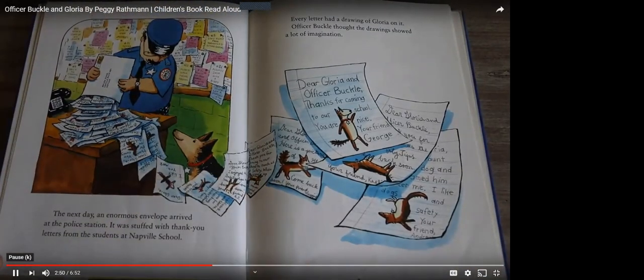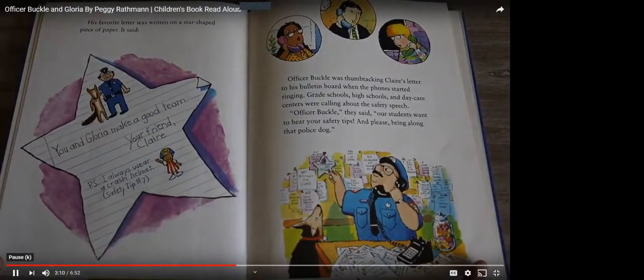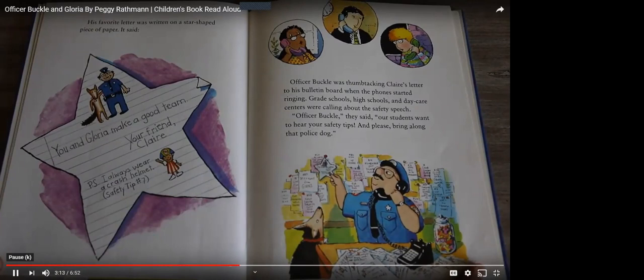The next day, an enormous envelope arrived at the police station. It was stuffed with thank you letters from the students at Knappville School. Every letter had a drawing of Gloria on it. Officer Buckle thought the drawing showed a lot of imagination. His favorite letter was written on a star-shaped piece of paper. It said, You and Gloria make a good team. Your friend Claire. P.S. I always wear a crash helmet. Safety tip number 7. Officer Buckle was thumbtacking Claire's letter to his bulletin board when the phones started ringing.